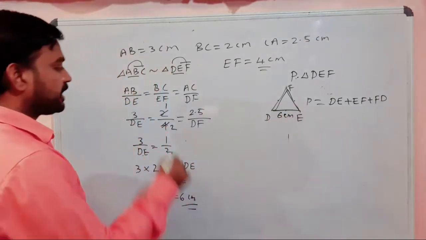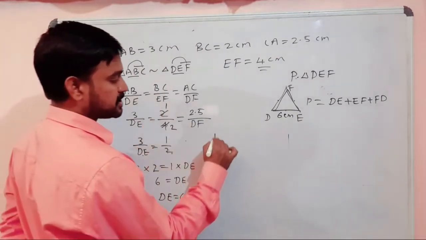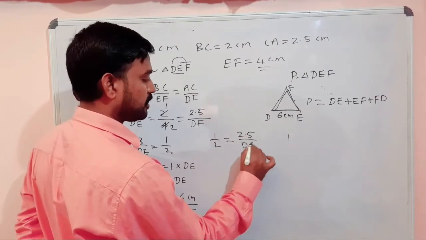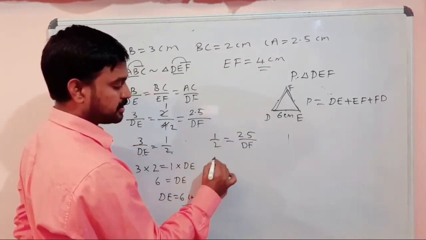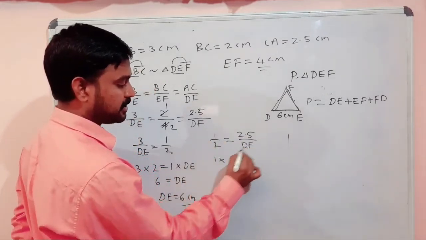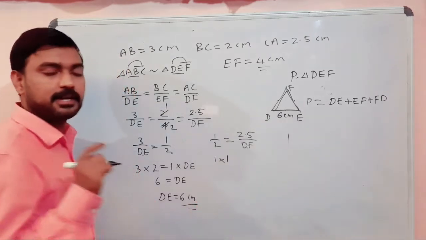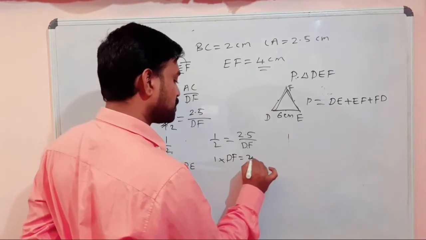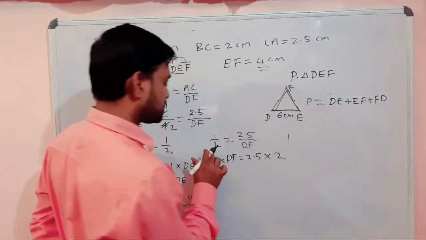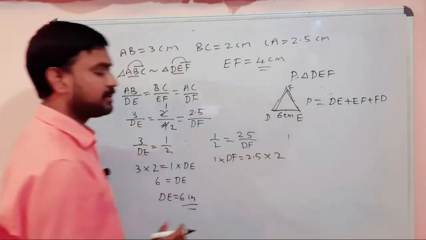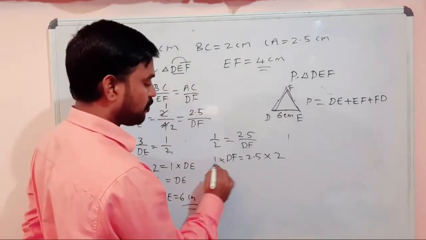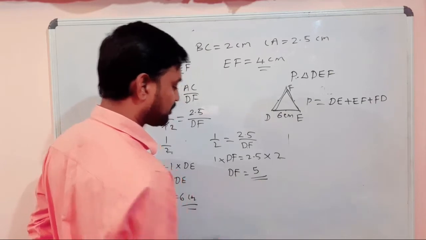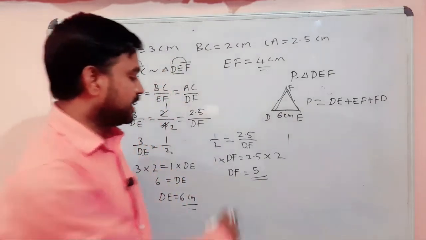Okay, now we can take the next equation. Here 1 by 2 is equal to 2.5 divided by DF. DF can be transposed to the left side. Here it is a denominator, so it will transpose to the left side and go for multiplication. So 1 into DF is equal to 2.5 into 2. This denominator transposes to the right side for multiplication. 1 into DF is DF and 2 into 2.5 is 5. So my dear students, DF is equal to 5.